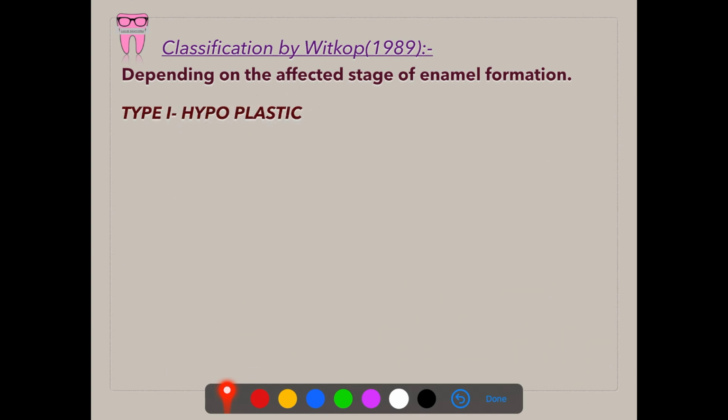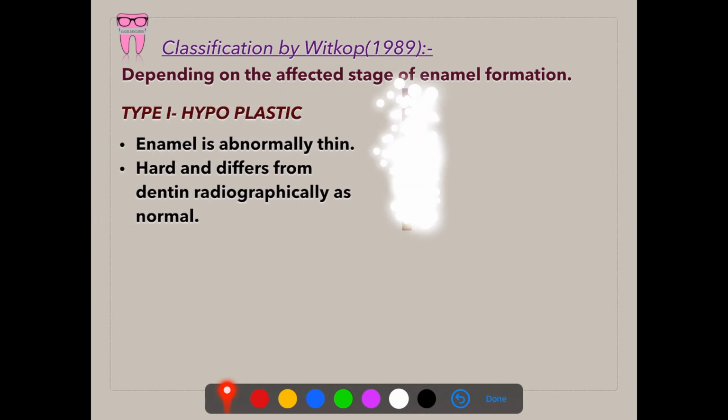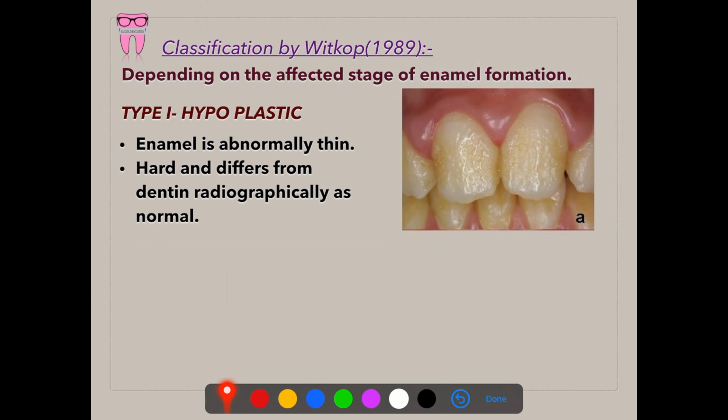Now first type of amelogenesis imperfecta is the hypoplastic type of amelogenesis imperfecta. Now, with the name we know, hypoplastic is coming from the word hypoplasia, which means decreased number of cells.